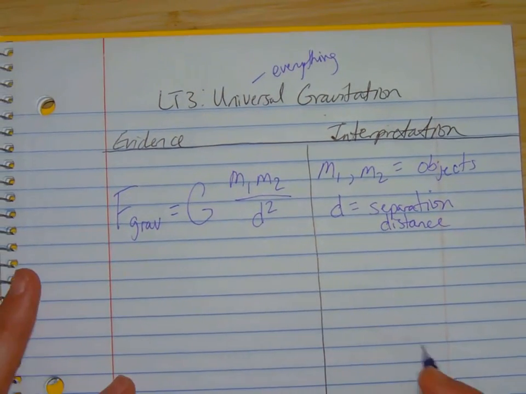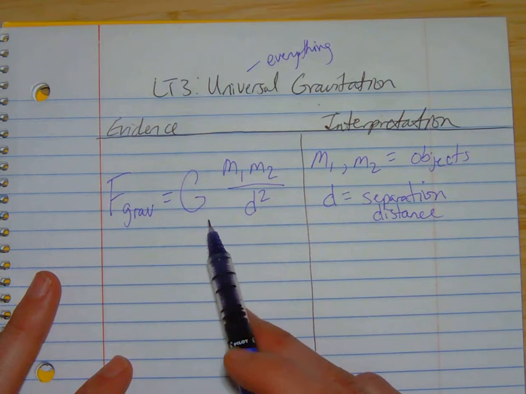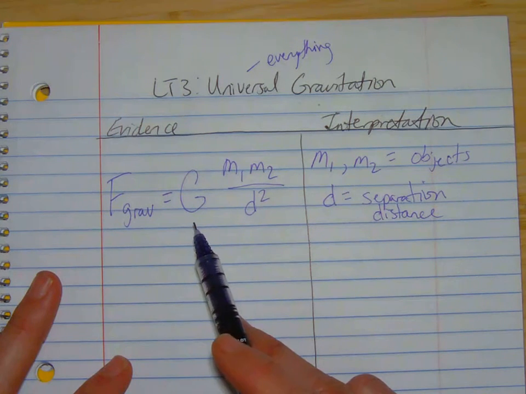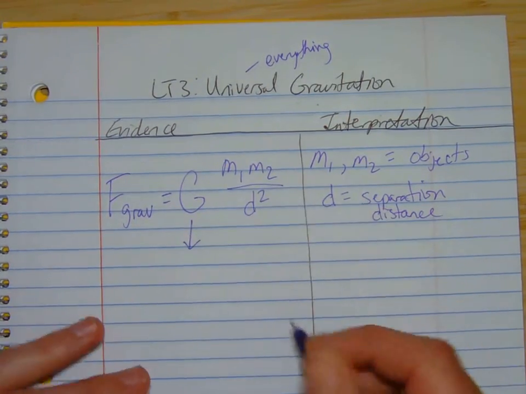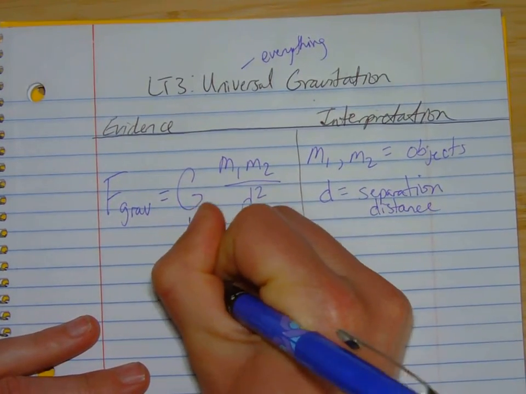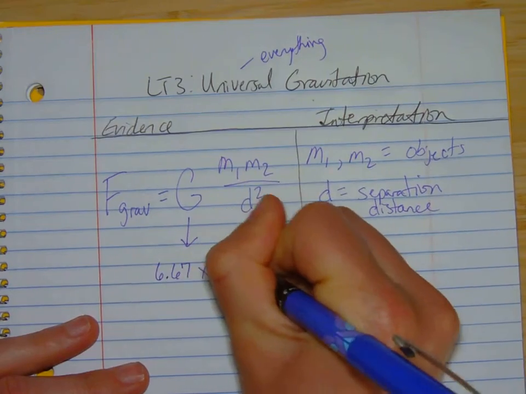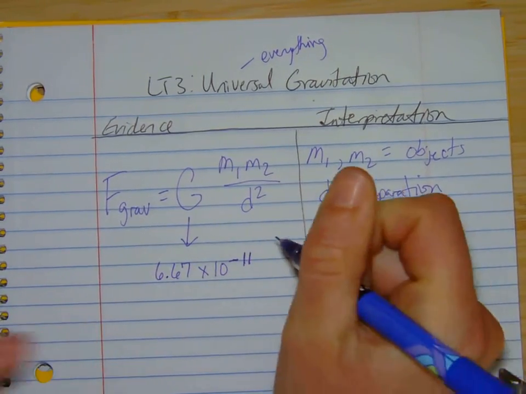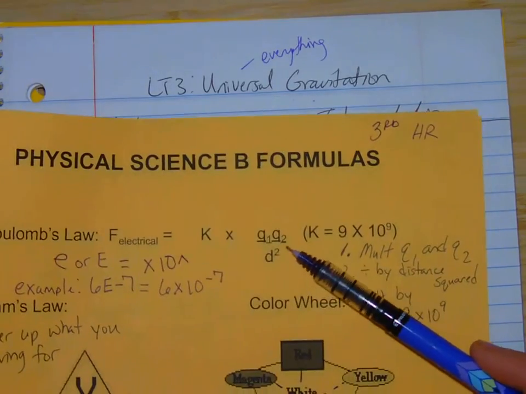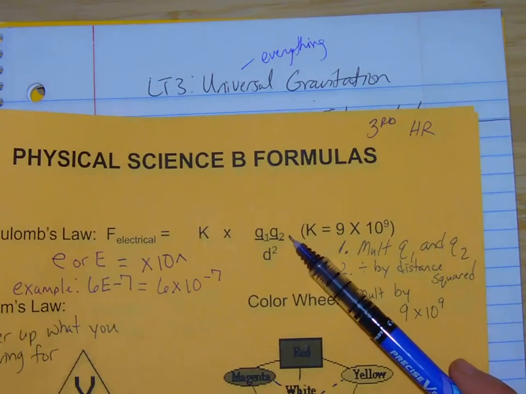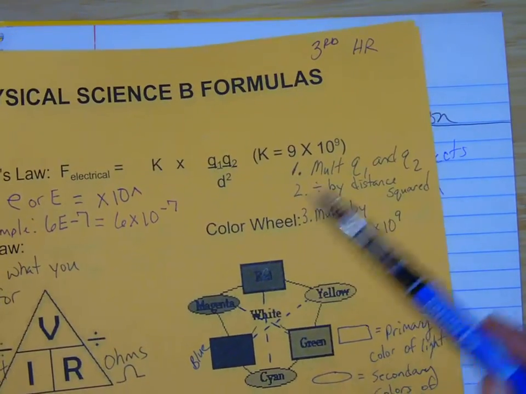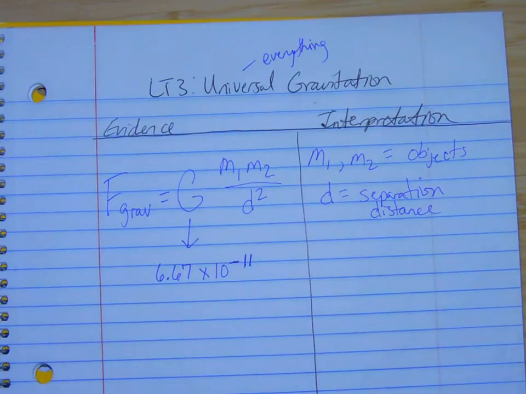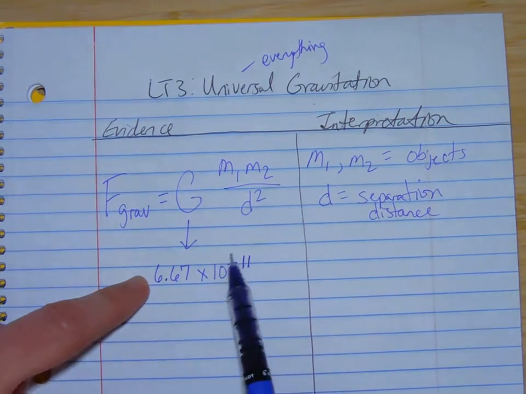The capital G is a constant, so once calculus was discovered, Newton was able to calculate what this number was. It never changes. It is 6.67 times 10 to the negative 11th. Okay, this should feel really familiar because you did a similar equation back in electricity. Q1 and Q2 were two different charged objects, and then the constant was a different number. But in terms of steps and solving, this should be very familiar to you.